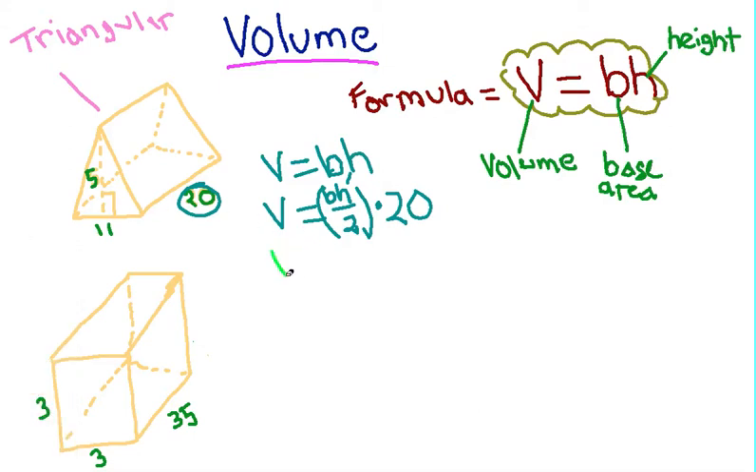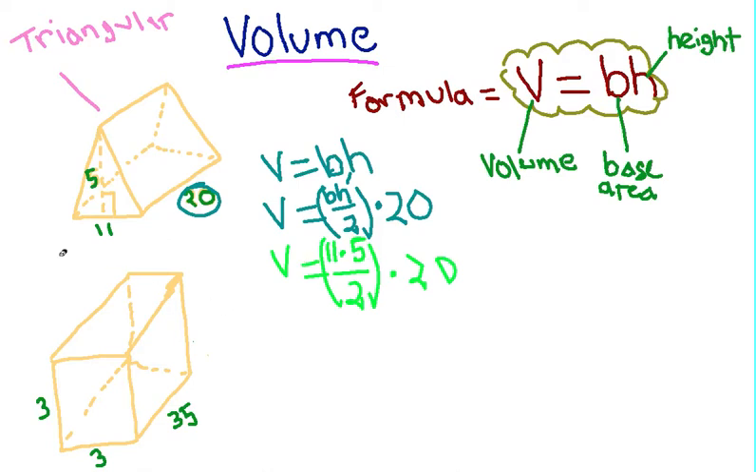So let's find the volume. It is now equal to the base of the base is 11, because it's the base of the triangle. And the triangle is the base of the prism, if that makes sense. So it's 11 times the height of the base, and that is 5. 11 times 5 over 2, quantity, times 20.